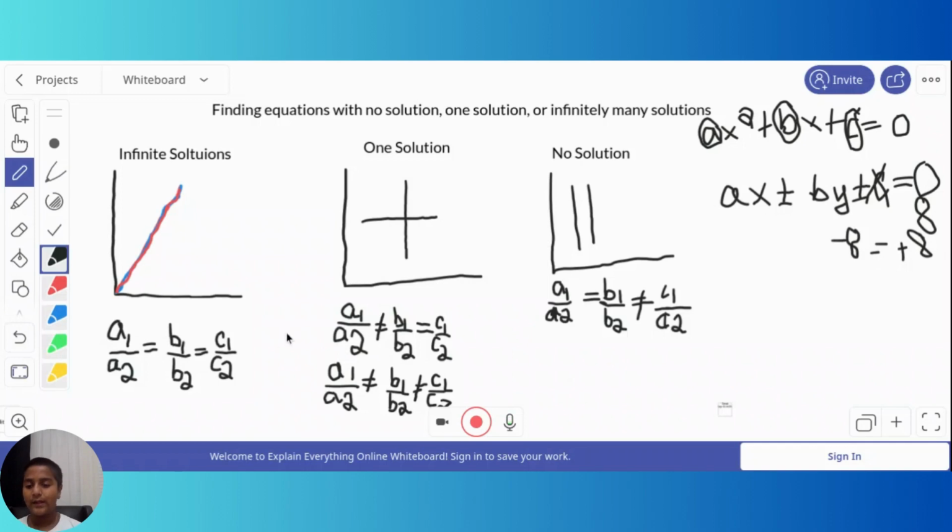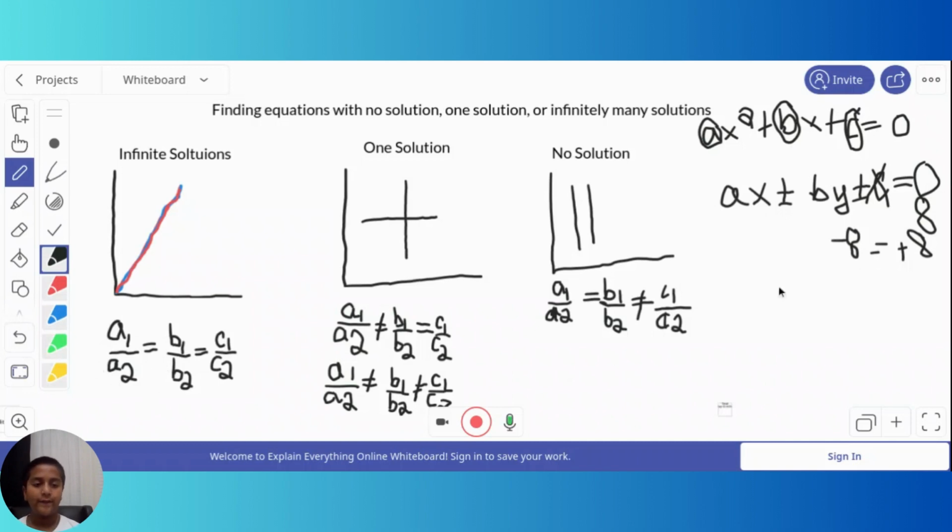So that's what A1, B1, and C1, and A2, B2, and C2 is. A2, B2, and C2 is all the same thing. Now we're going to come to the proportions. I'm pretty sure you guys have all heard of proportions in 6th grade, 5th grade. You might have learned all that stuff.